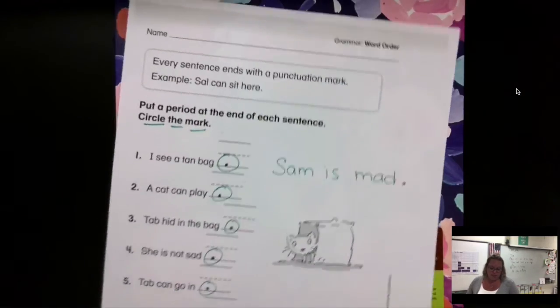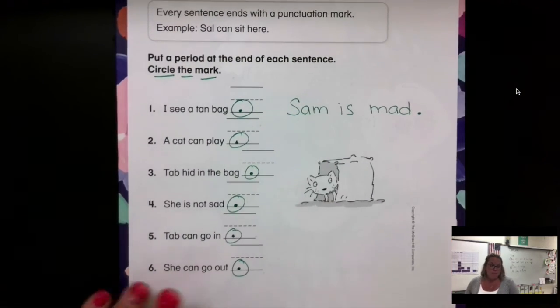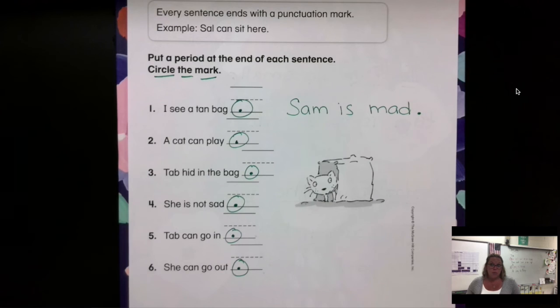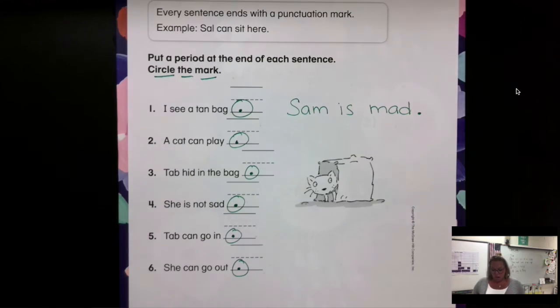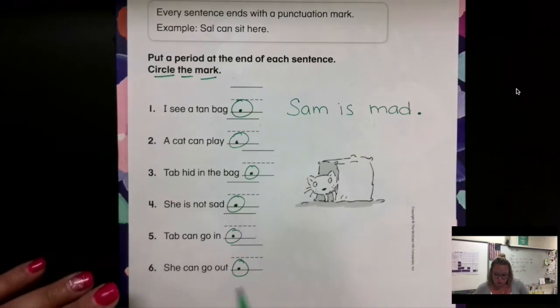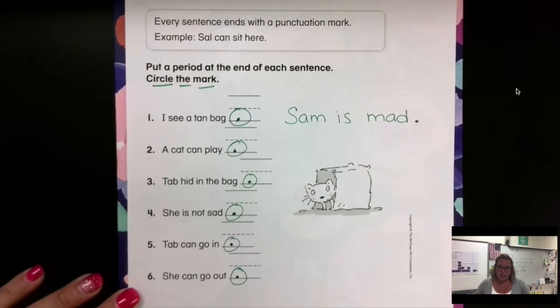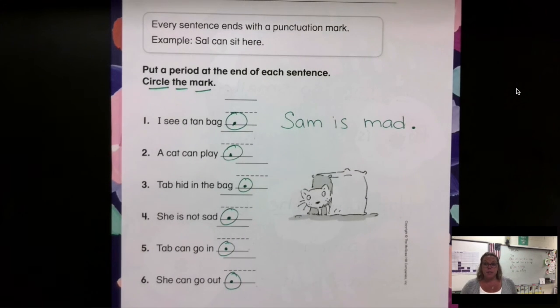Okay, first grade, today we were talking about punctuation marks. We want to make sure that we have a punctuation mark at the end of our sentence. And today we are talking about the punctuation mark, period. So we have periods at the end of our sentences, and we circle them to make sure that we understood that they were periods and that they had a reason for being in our sentences.